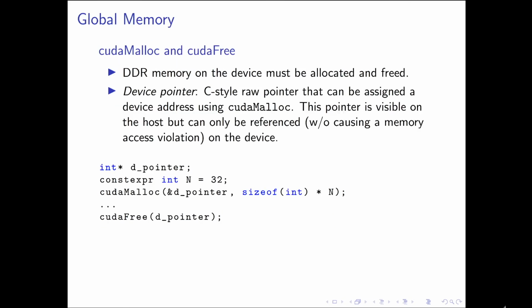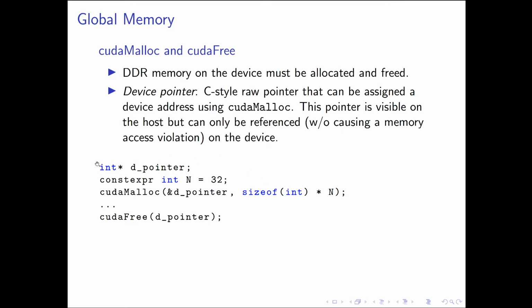The first thing that we are going to discuss is global memory management. That is how we allocate, how we free, and how we manage GPU DDR memory, so memory that is accessible from the device. CUDA global memory management is done using so-called device pointers. What we basically obtain is a C-style raw pointer.